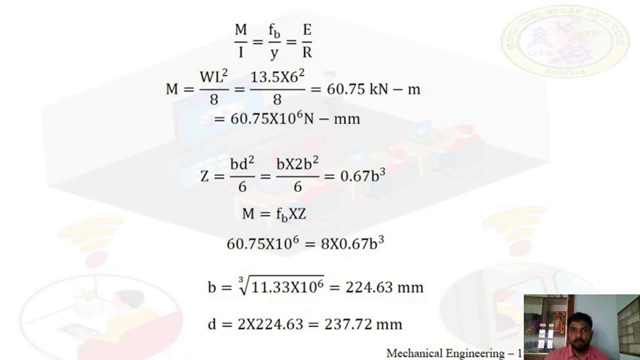Now we know the formula M is equal to fb into Z. So substitute all the values into M is equal to fb into Z. Now b is equal to cube root of whatever the values. Finally breadth b is equal to 224.63 mm and depth is, so here I have entered wrong values. So 2 into 224.63, you get around 447 around. The depth is 447 something you will get. The final answer is b is 224.63 and depth d is around 447 something you get.